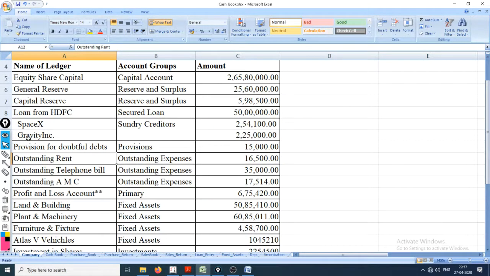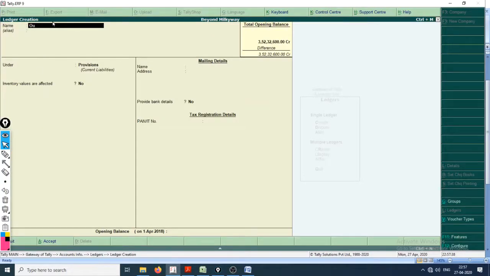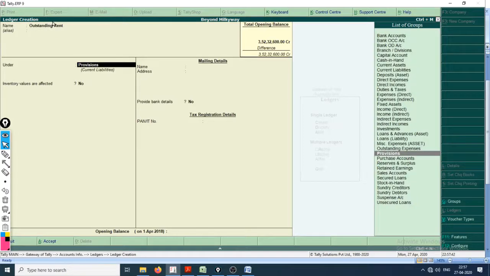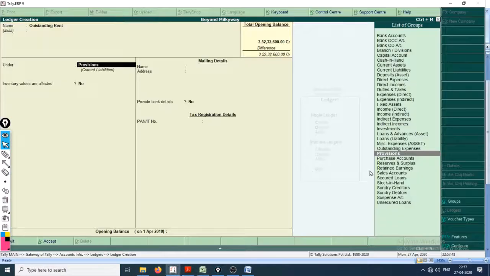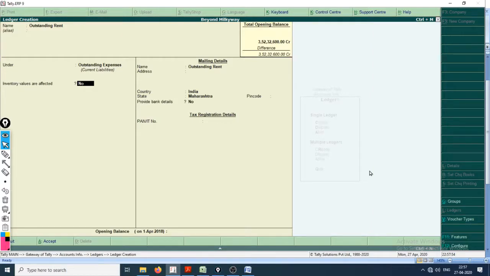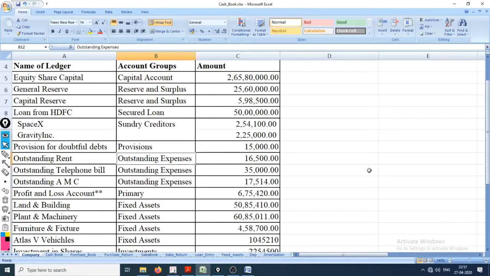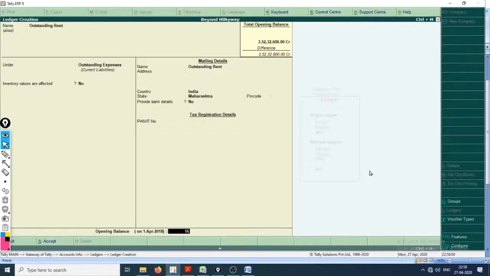This one is outstanding rent. Keep entering. Outstanding rent should go into current liabilities. We have a head right here that we just created, outstanding expenses. Keep entering. 16,500.